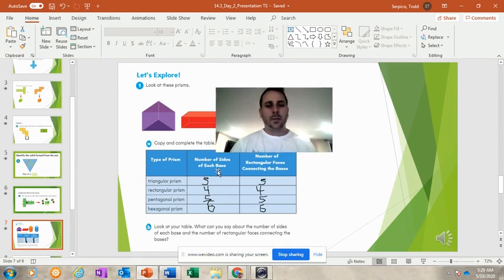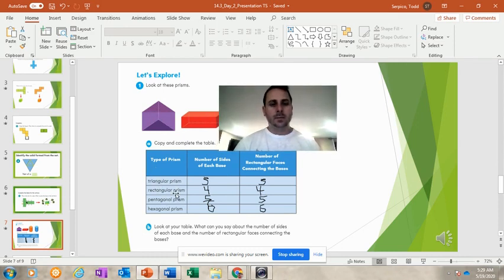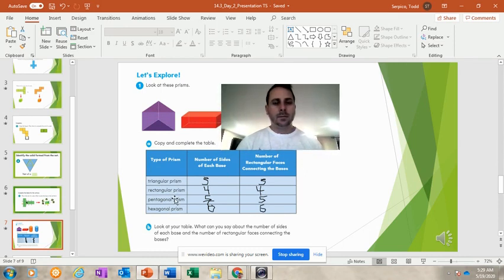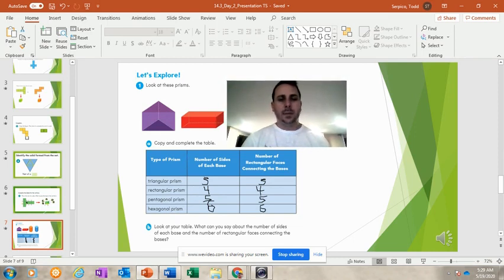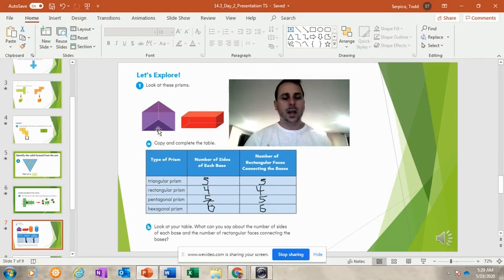Again, exploring different prisms. You've got a triangular prism, a rectangular prism, a pentagonal prism, if you will, a hexagonal prism. So you're naming the prism after the base. So a pentagon, a hexagon, a rectangle, and then a triangle right here.